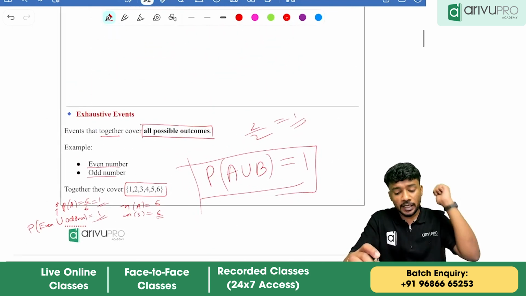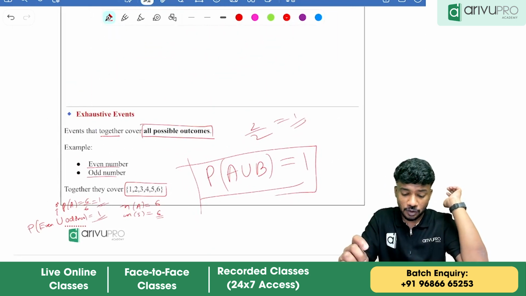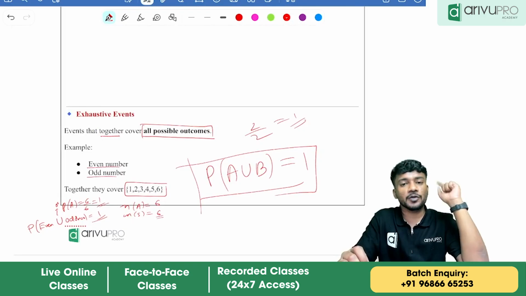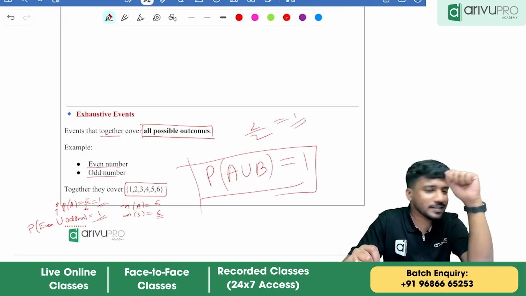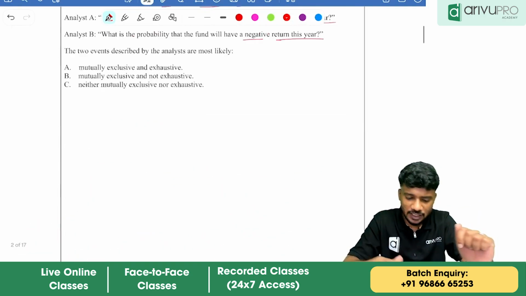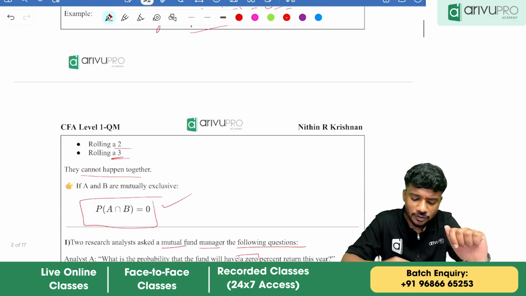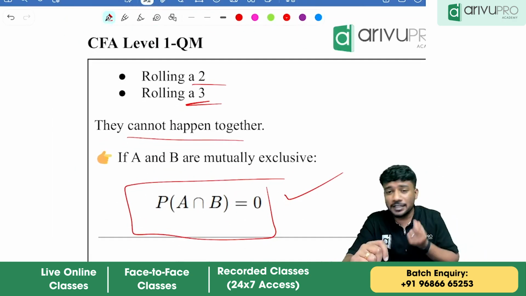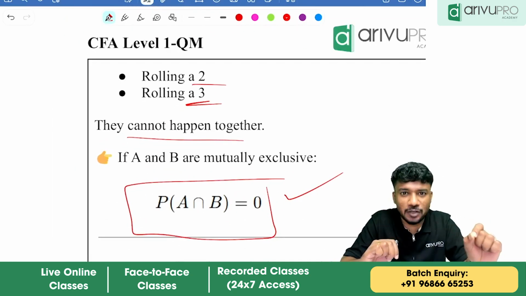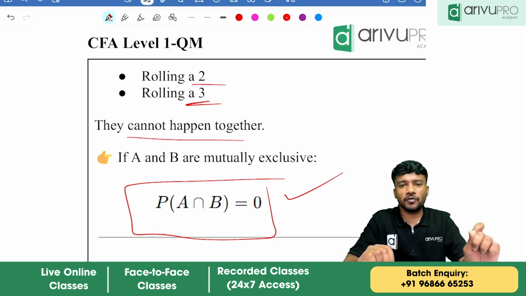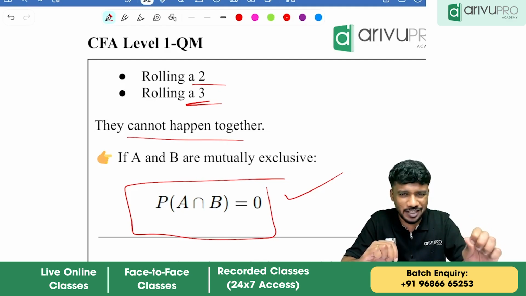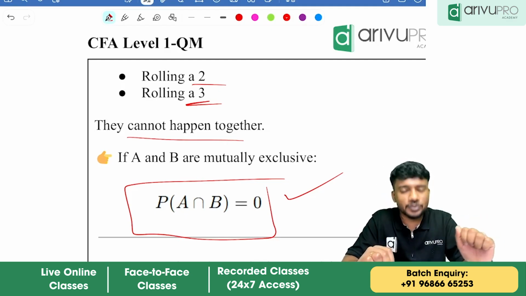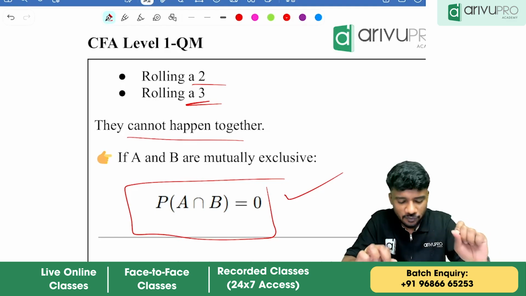So, when is it called an exhaustive event, people? Whenever the union A union B is equal to what? A union B is equal to 1. It is called exhaustive events. Then when is it called a mutually exclusive event? Whenever the occurrence of A and B is equal to what? 0. Probability of occurrence of A and B is equal to 0. It is called mutually exclusive events.